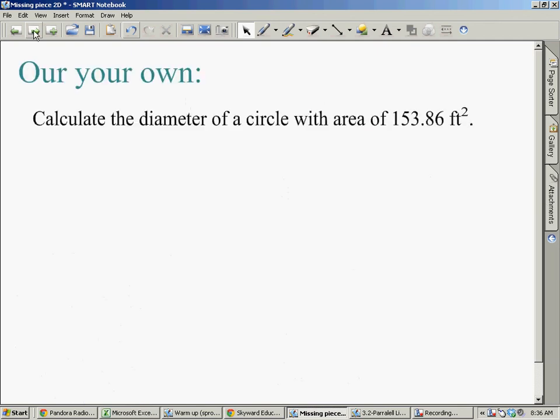Okay. Try this one on your own now. Check with Miss P for your answer and to get tonight's homework.